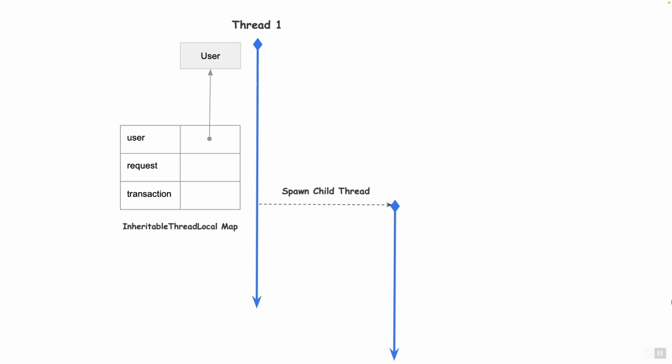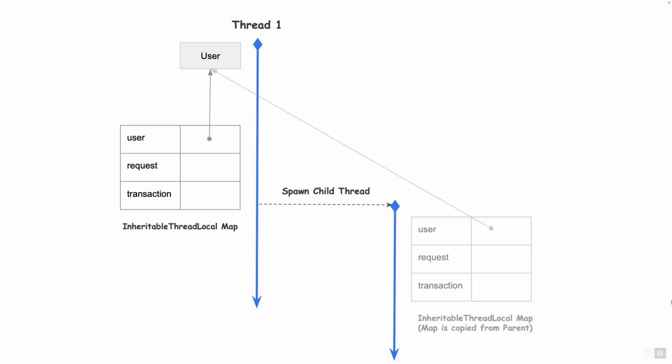During the creation of the child thread, one of the things that is done is a copy of the inheritable thread map from the parent is used to create the inheritable thread map of the child. Right here, the map gets created. And as you can see, the default implementation of the user, which is an inheritable thread local, is just copying the value to the child, which means both of them are pointing to the same user object.